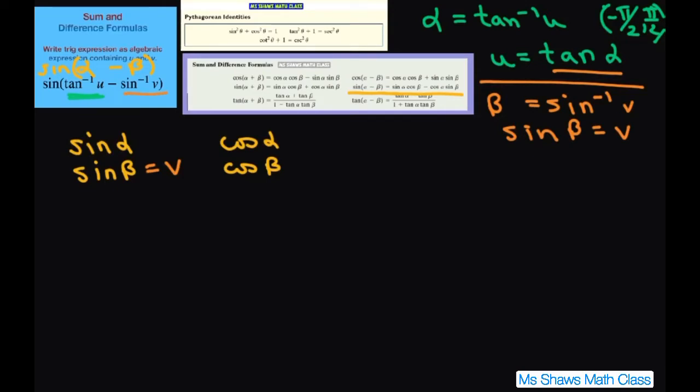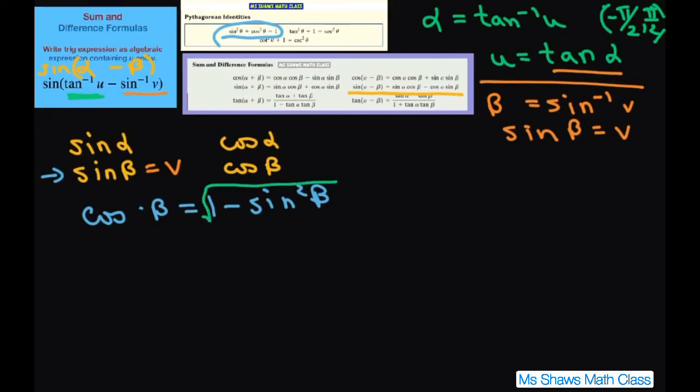We can go ahead and find cosine of beta by using our Pythagorean identities here. So I know that cosine squared of beta equals 1 minus sine squared of beta. So if I just want cosine, I'm going to take the square root of both sides. So this is going to equal the square root of 1 minus v squared. All right. Now we just have to do our alphas.